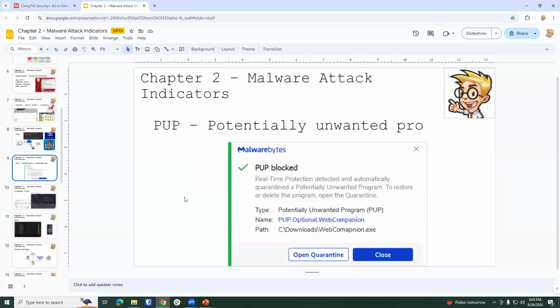Okay. Next one we have is a PUP, or if you've done any kind of virus scan or a Malwarebytes scan, you're going to see a lot of these, especially from browser extensions. So potentially unwanted program. These get flagged by antivirus because they don't know if it's good or bad, but it may do things that you don't like. So it gets flagged as a PUP.